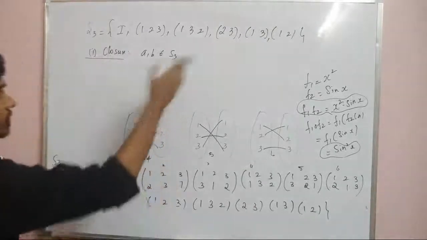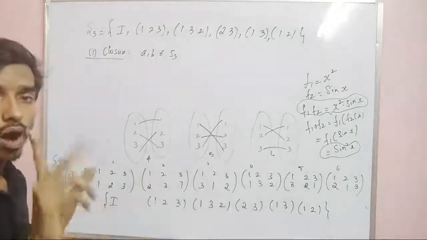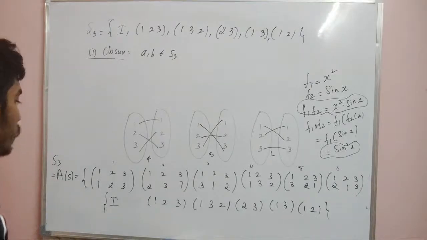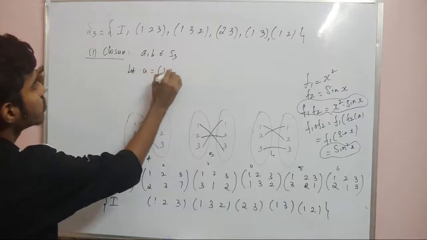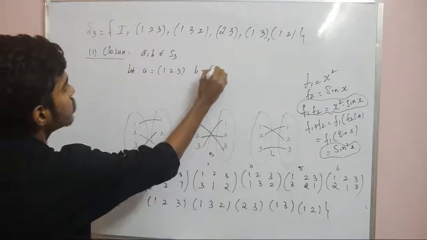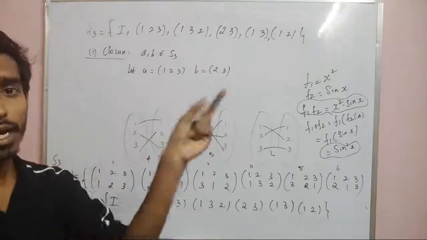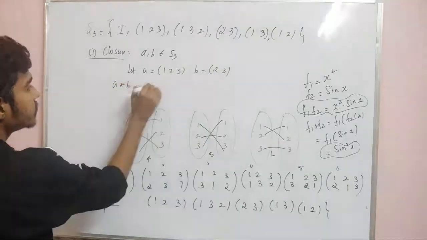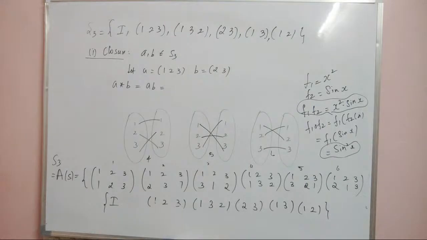So these are the 6 elements here. So let us take 2 permutations. Before that we need to know how to composite 2 elements here, right? I'll explain now. So let us take 2 elements. Let A be equal to 1, 2, 3 and B be equal to 2, 3. You can just take any 2 elements. Now we need to find A composite B, that is A star B, that is AB. So far I haven't said how to composite 2 permutations, right? Yes. And now I will explain.